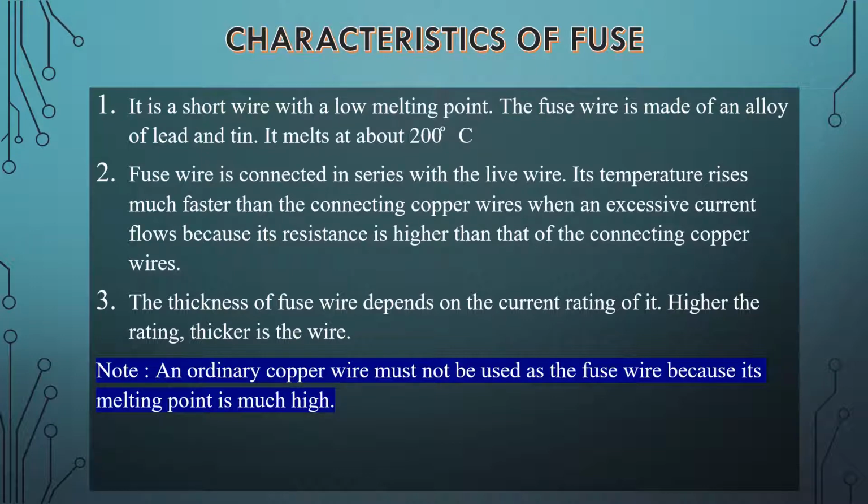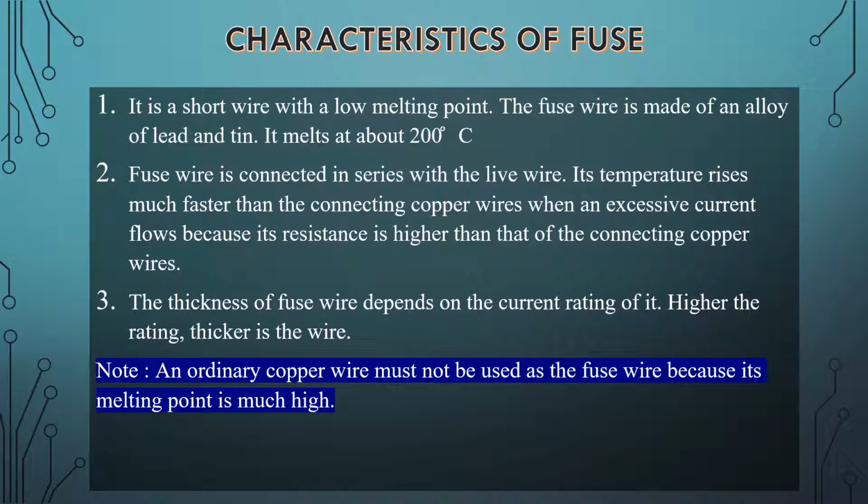Point number 3. The thickness of fuse wire depends on its current rating. The higher the rating, the thicker the wire. For example, a 15 ampere fuse is thicker than a 5 ampere fuse. The heating of fuse wire does not depend on its length.